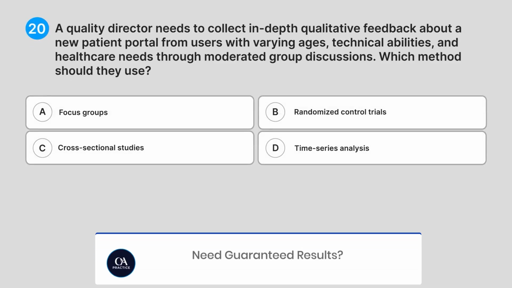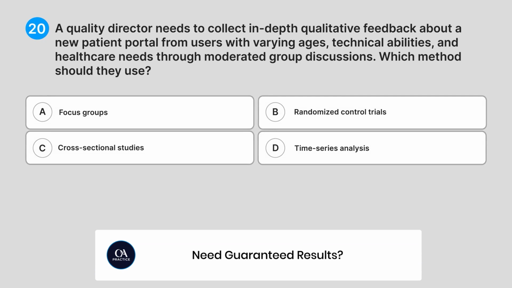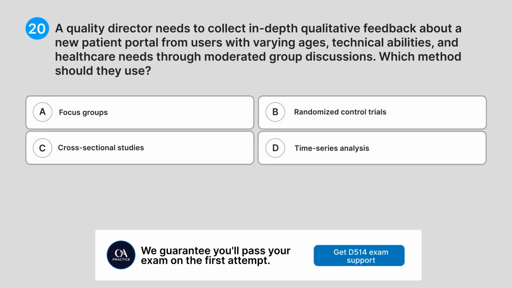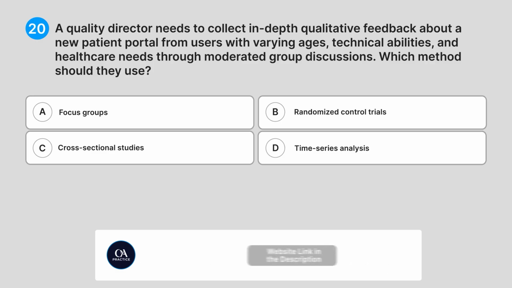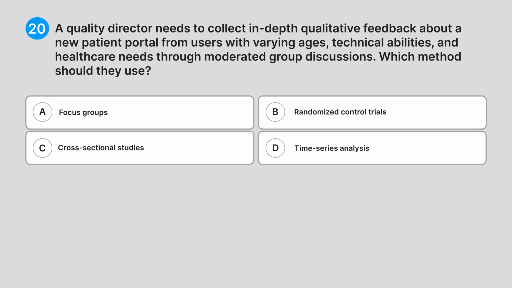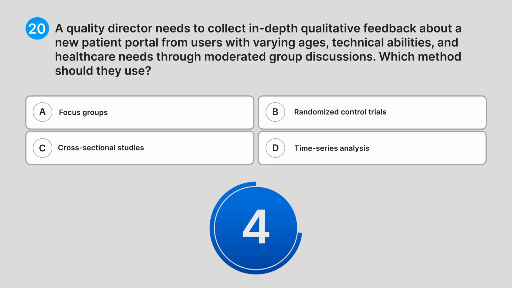20. A quality director needs to collect in-depth qualitative feedback about a new patient portal from users with varying ages, technical abilities, and healthcare needs through moderated group discussions. Which method should they use? A. Focus groups. B. Randomized control trials. C. Cross-sectional studies. D. Time series analysis. Do you know the answer?